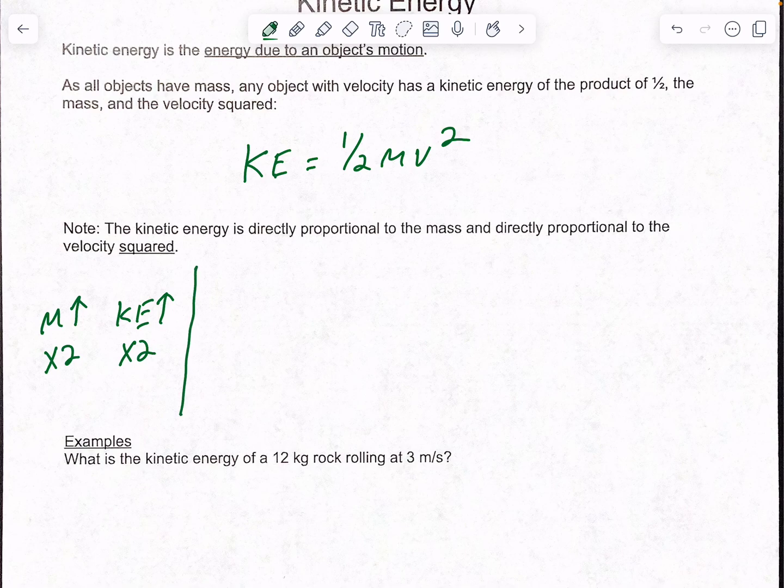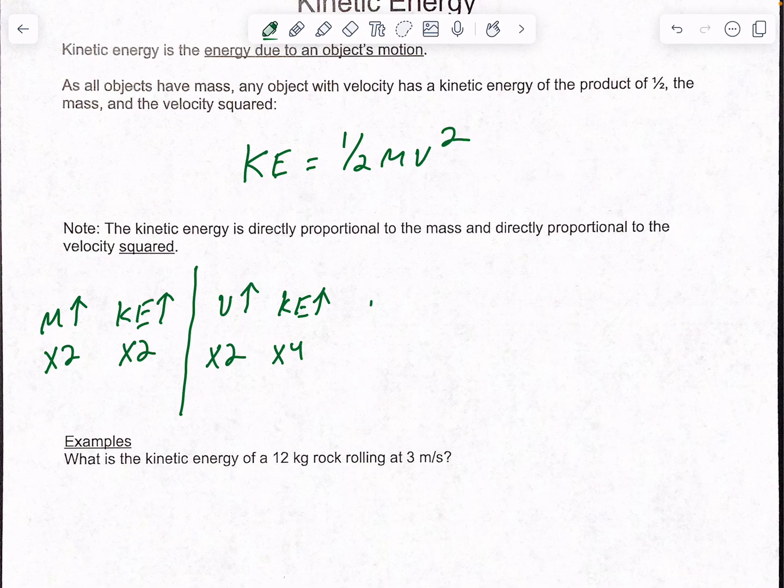Now, since the equation has 1/2 mv squared, if velocity goes up, kinetic energy is going to go up too, but not by the exact amount. So let's look at an example. Let's say my velocity goes up and we're going to double it. That means your kinetic energy is going to go up by double squared, since velocity is squared. So 2 squared would be 4. That means your kinetic energy actually goes up by 4.